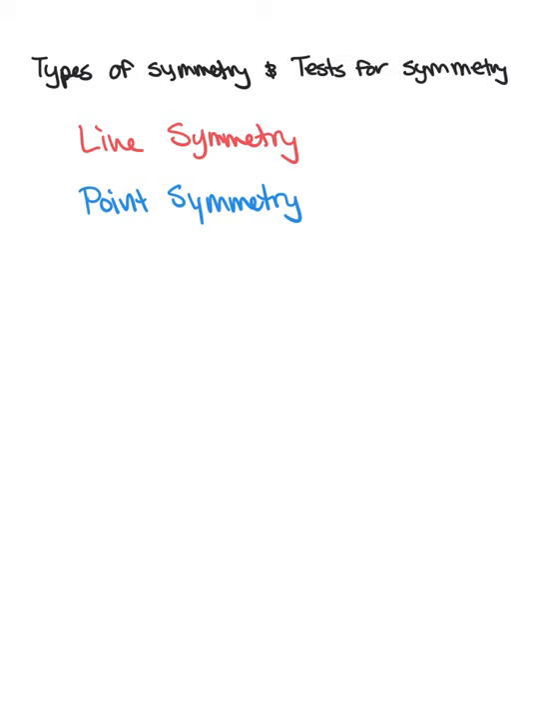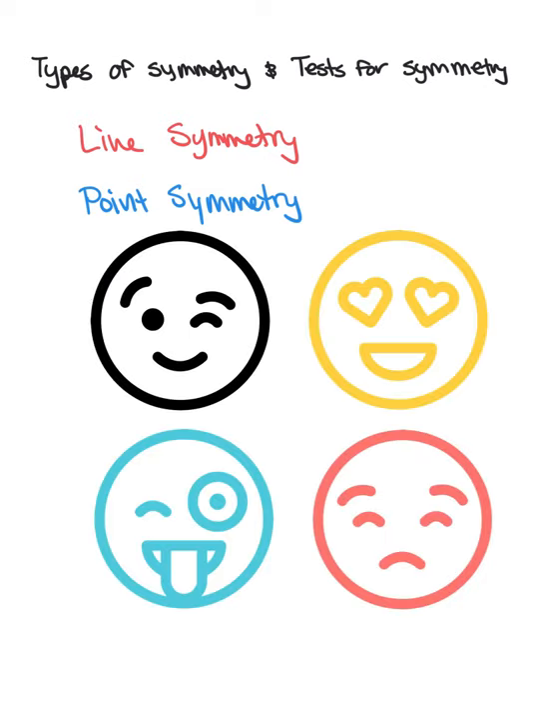Okay, we're going to talk about types of symmetry and test for symmetry. So there are two types of symmetry. There is line symmetry and there is point symmetry. So with line symmetry, what happens is I can actually fold something along a line and it matches up. So if you think about it like this.